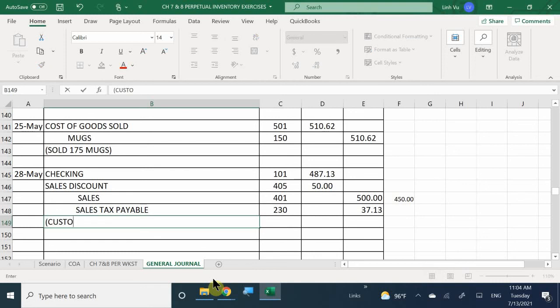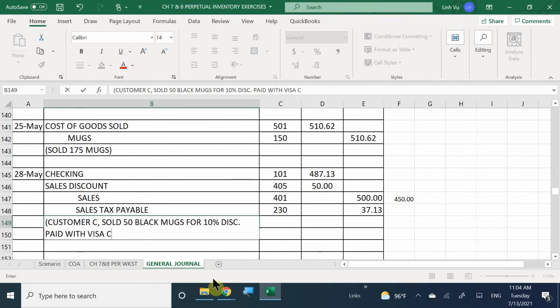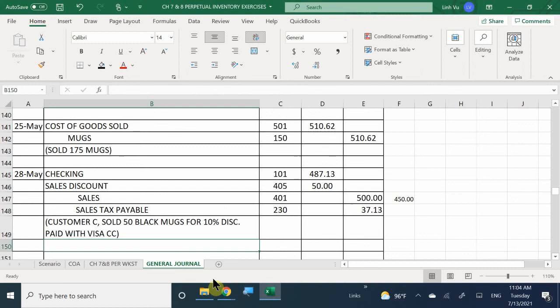Okay. And now I'm gonna place here saying that customer C sold 50 black mugs for 10% discount. Okay. And paid with Visa credit card. Just so you kind of know that this is a Visa credit card, it's going straight to my checking account.